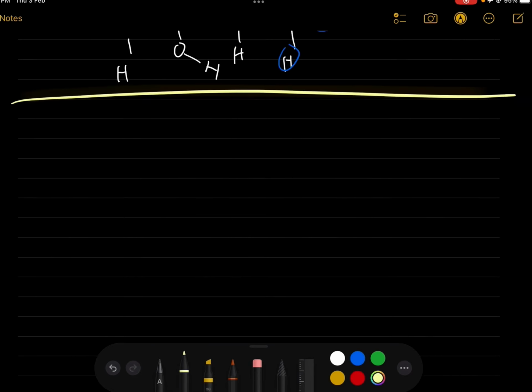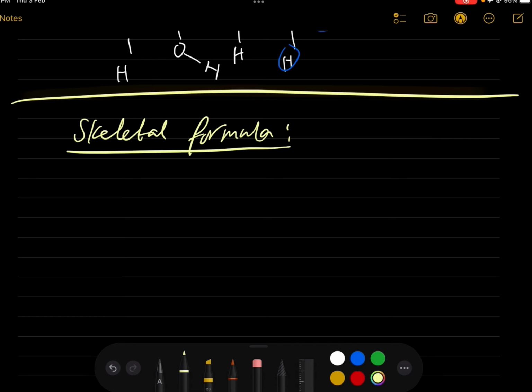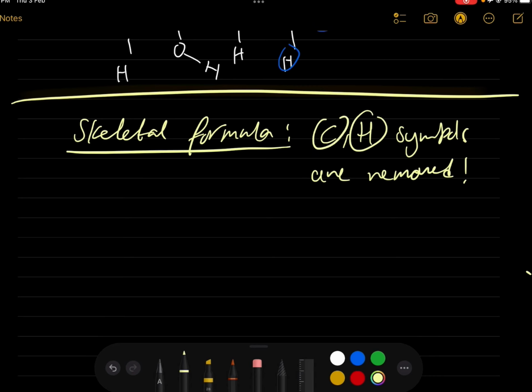Okay, let's go to the last one, which is the skeletal formula. The skeletal formula tells us a lot. In this case, carbon and hydrogen symbols are removed. How can I represent a hydrocarbon, or let's say an organic compound, without these symbols? And the bond between carbon and hydrogen is also removed. So how can I represent any compound?